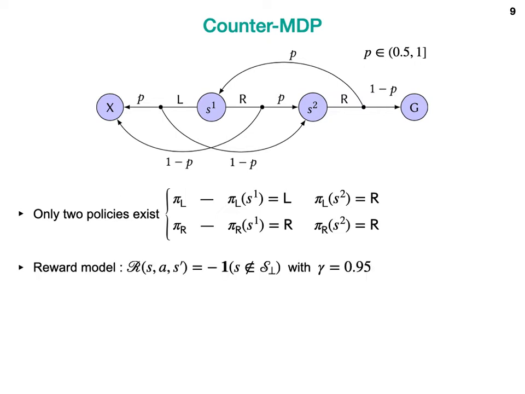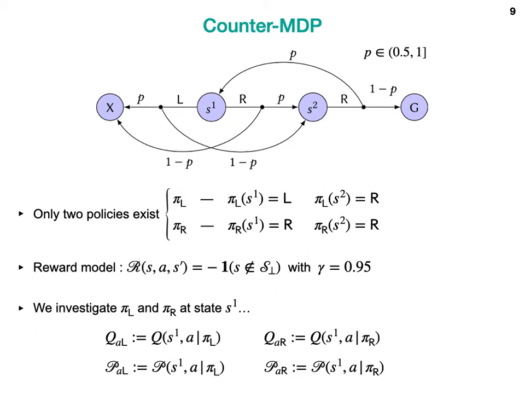The reward is -1 for all transitions before reaching a terminal state, and 0 in the terminal states. The discount rate is 0.95. This setting makes the agent minimum-time optimal for reaching either the goal or the failure state. Here we investigate those two policies at state S1 only, and simplify the notation by denoting the state-action functions at state S1 like this. For example, Q of L, pi R means the value when you choose L at S1 and follow the policy pi R thereafter.